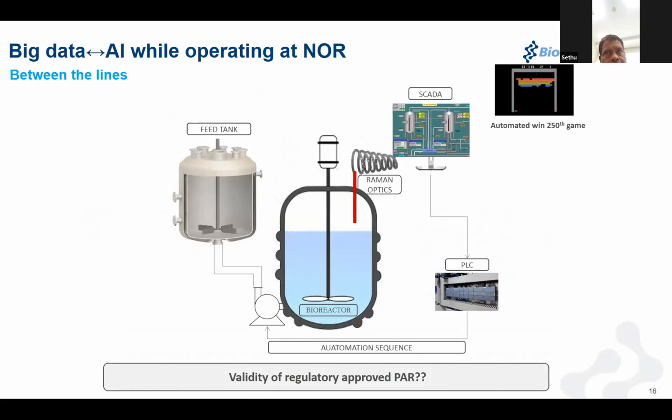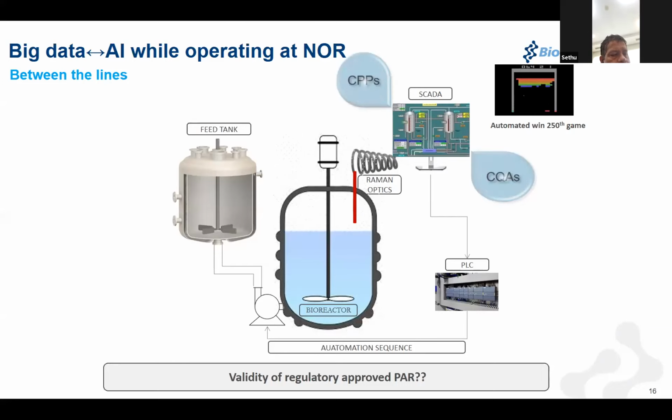So say for example, if you take this one, assuming the process parametric data and the quality attributes, this is an example of a simple one. You have a bioreactor, a feed tank, a Raman spectrometer, a SCADA, and a PLC, and one is the CPPs and the CQA. Assuming the process parametric data and the quality attributes of a bioreactor are mined and linked to SCADA, which you can see in my diagram, the SCADA then feeds the data into the PLC, and in turn an automated sequence is triggered to feed the bioreactor, and then the pump gets actuated.